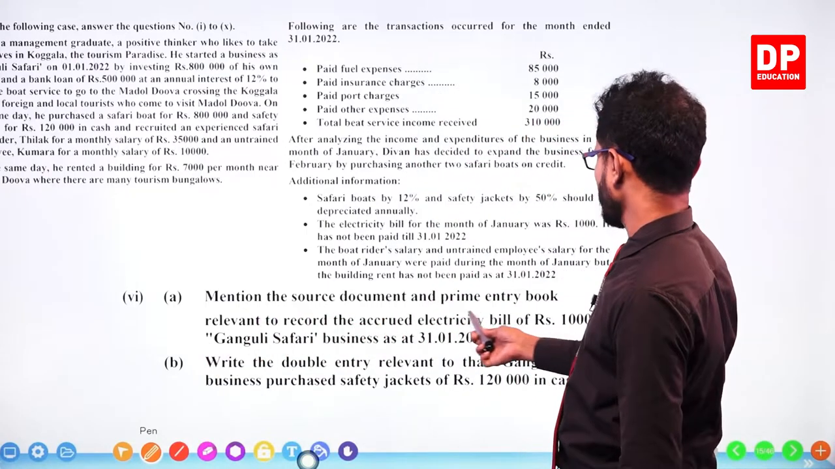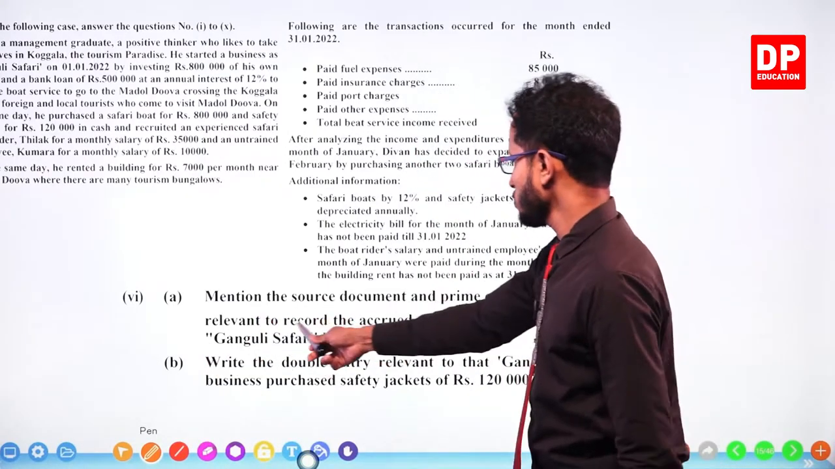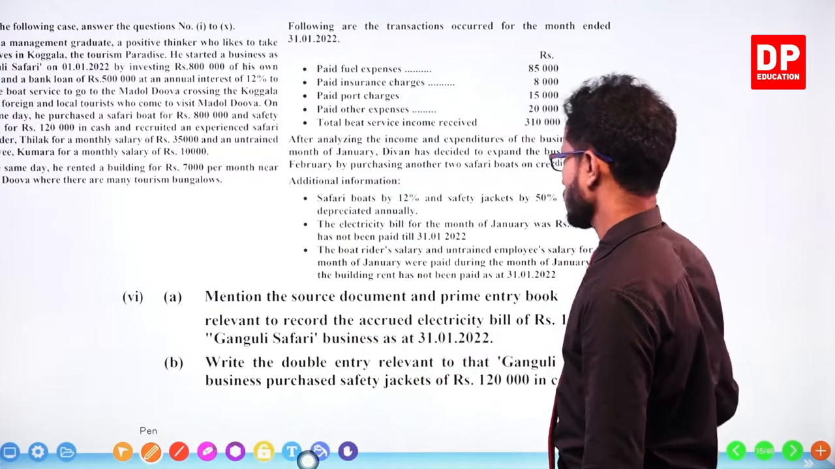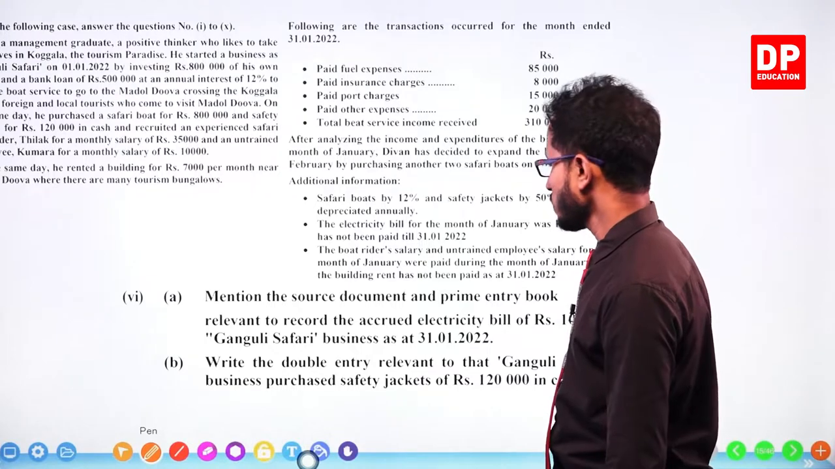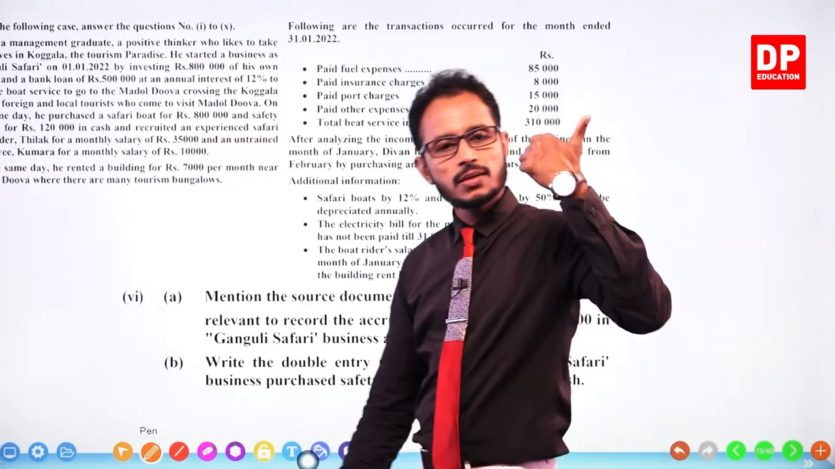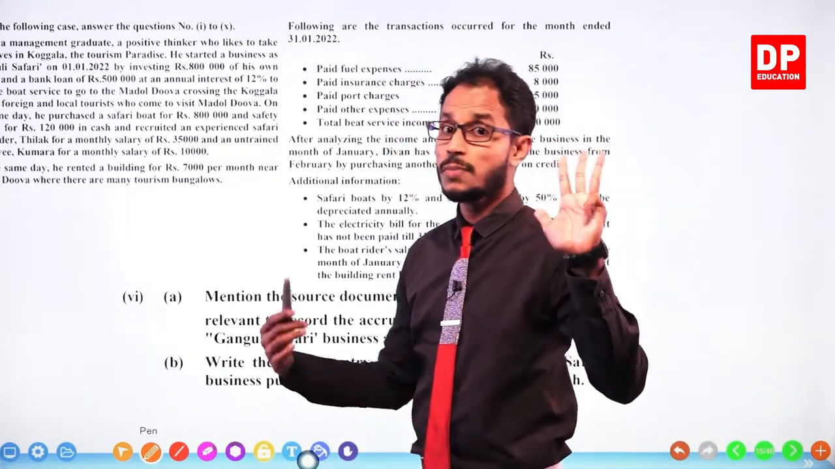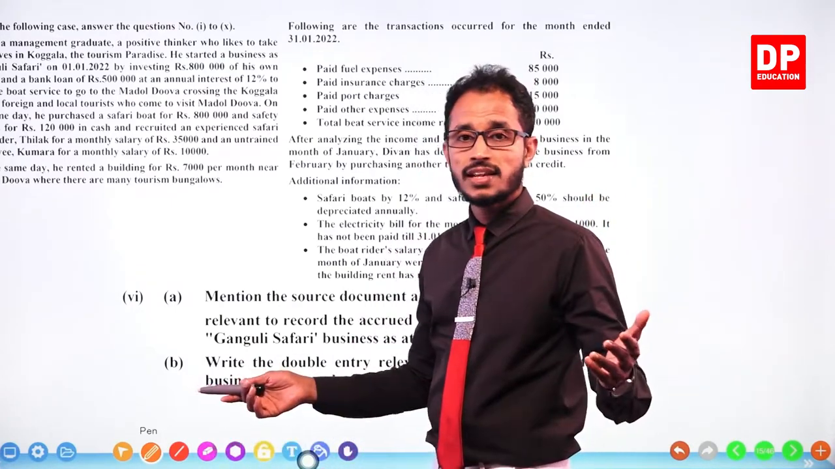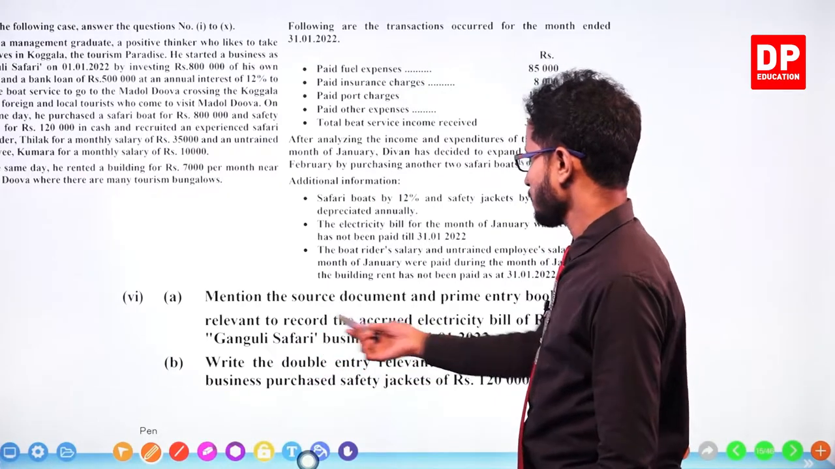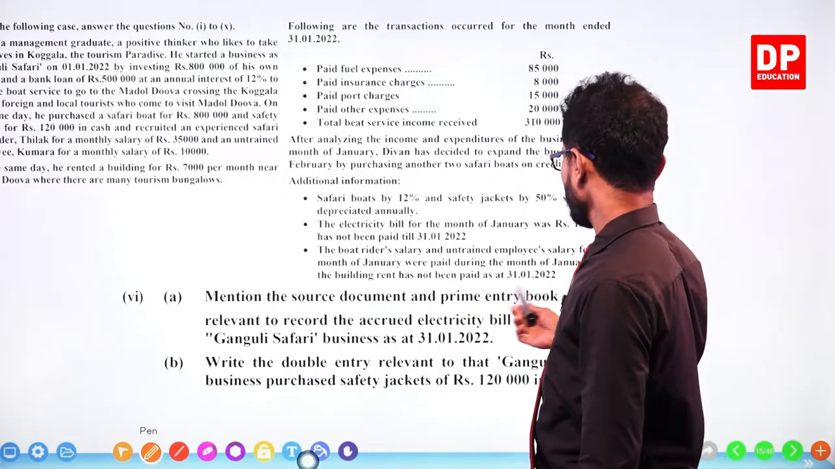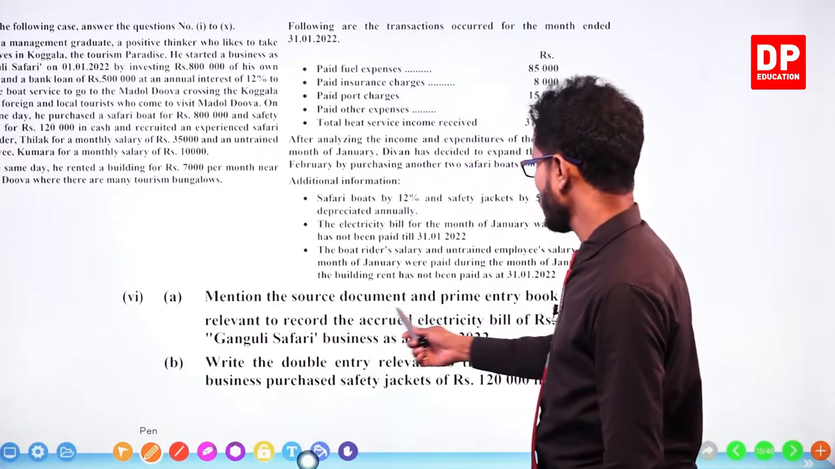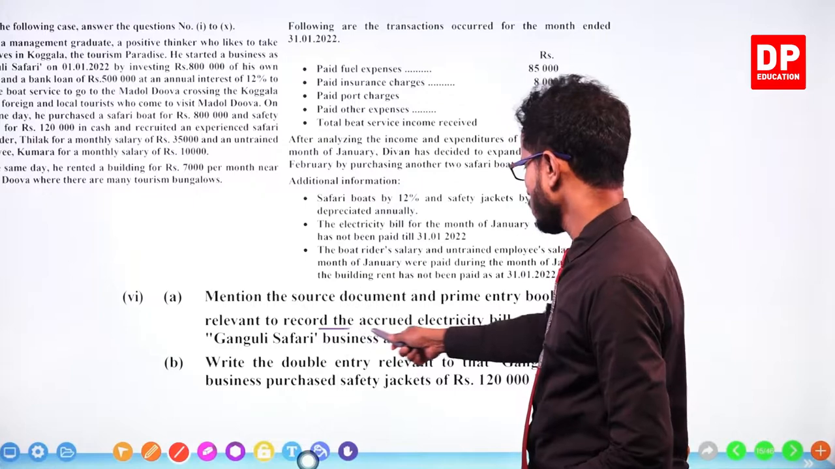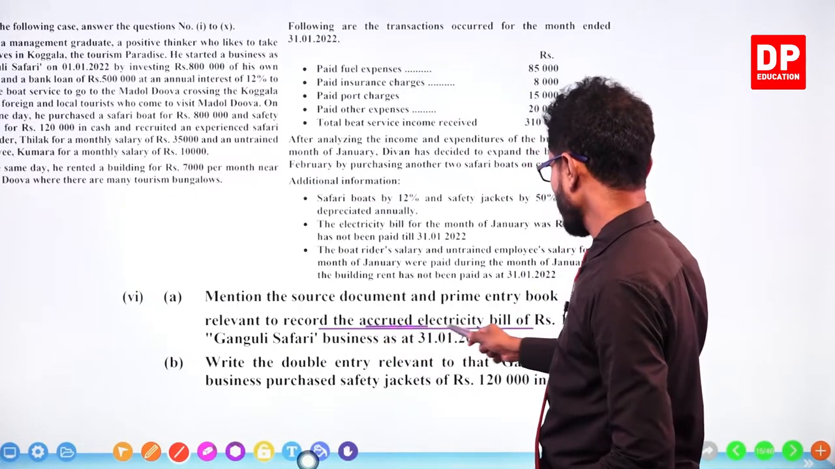Mention the source document and primary book relevant to recording the accrued electricity bill, 1,000, in Ganguly Safari business. Well, it's not the cash book. It's not purchases journal or sales journal. It's not the petty cash book. The electricity bill is not paid, right? That is why they call it accrued electricity.